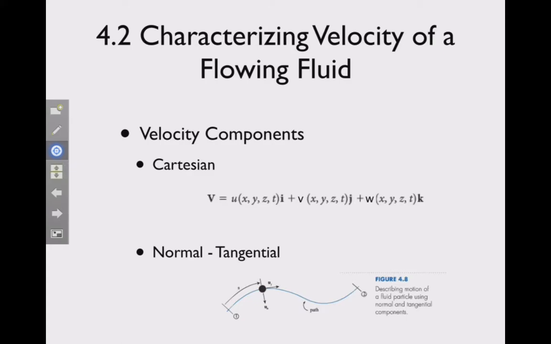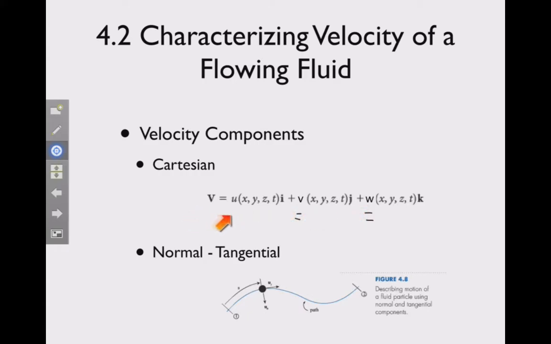There are various ways of characterizing velocities of a flowing field, and I first want you to note that there's an error in the book. These are V and W values. The book has U, U, and U across here, but V is usually what we use for the velocity in the y direction, and W is usually the velocity in the z direction.